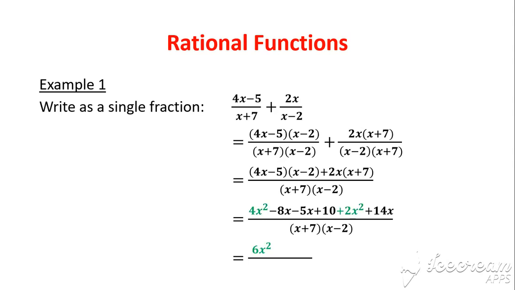4x squared plus this 2x squared gives us 6x squared. We have a minus 8x, minus 5x and a plus 14x. That all adds together to give us plus 1x. And we have our plus 10. And when I write my denominator down, notice I haven't done anything with it, x plus 7 times x minus 2. And that's our final answer. Now some students like to multiply at the bottom as well, thinking they need to. You don't have to unless you need to do something with it next.